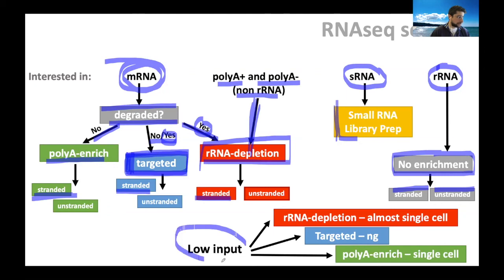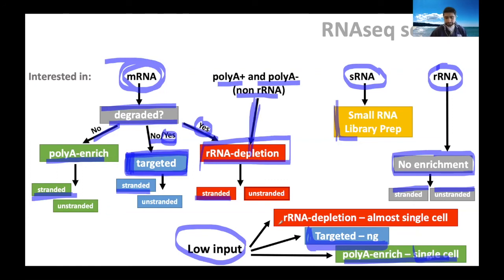Also, if you have low input, you can perform a poly-A enrichment, and then you can go down to single cells. You can do the targeted. Unfortunately, the single cell targeted, it's possible to do it with the BD type of approach, but with the targeted approach that we described for regular RNAs, it still requires a few nanograms of material.